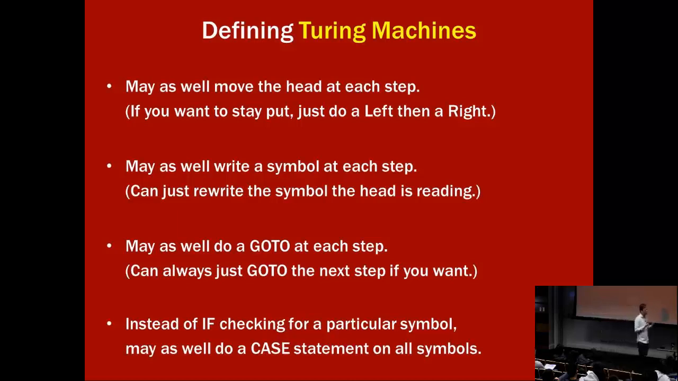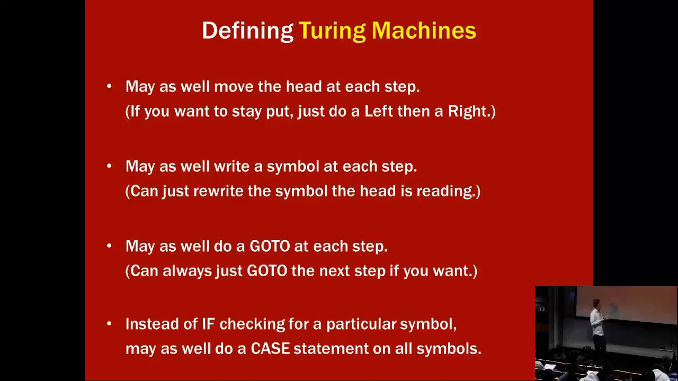And the traditional definition, or maybe Turing's original thought process, was this. I think he was trying to simplify. He said, you may as well move the head at every step. If you want to move it, great. If you don't, well, you could do a left and then a right. So let's just assume that the head is going to move on every step.